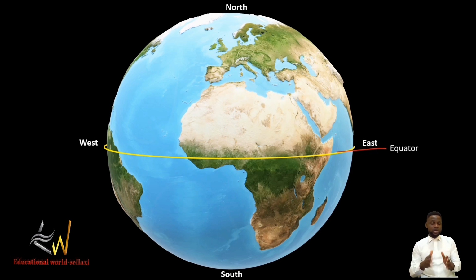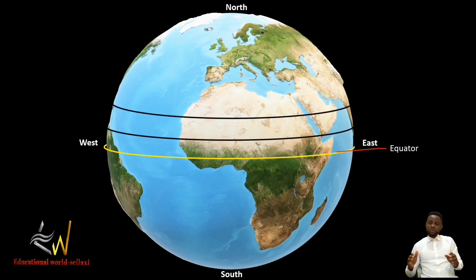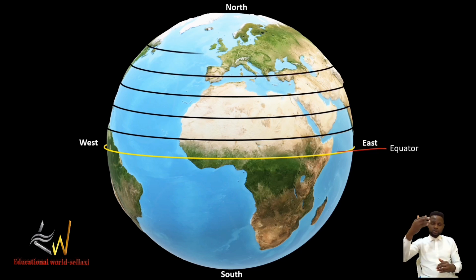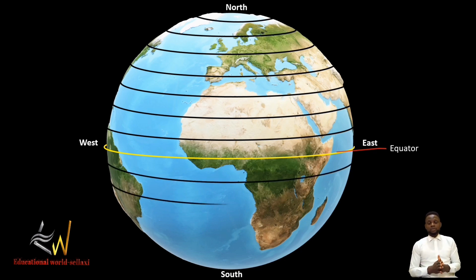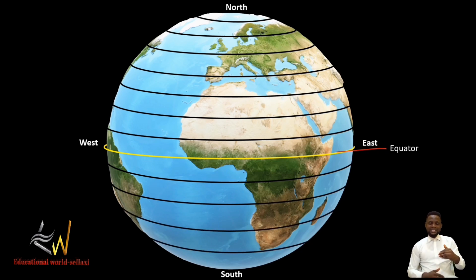So small circles cannot divide the earth into 2 equal halves, and they have a lesser radius than the radius of the earth. So latitudes run from east to west, but they are measured 90 degrees towards the north or 90 degrees towards the south of the equator. The equator is located at 0 degrees. Every other latitude is measured 90 degrees from the equator towards the north and 90 degrees from the equator towards the south, as you can see.